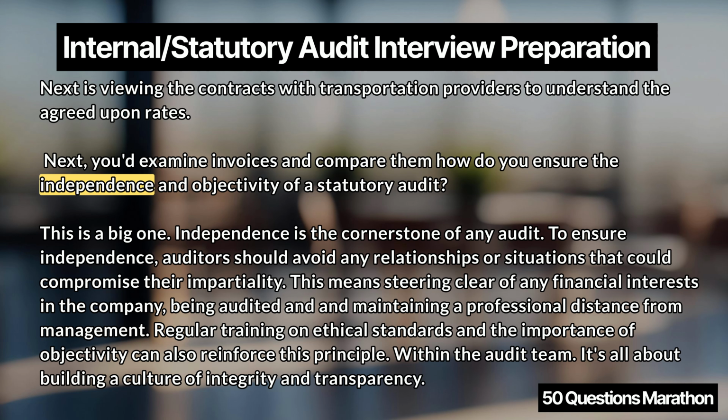How do you ensure the independence and objectivity of a statutory audit? This is a big one. Independence is the cornerstone of any audit. To ensure independence, auditors should avoid any relationships or situations that could compromise their impartiality. This means steering clear of any financial interests in the company being audited and maintaining a professional distance from management. Regular training on ethical standards and the importance of objectivity can also reinforce this principle within the audit team. It's all about building a culture of integrity and transparency.